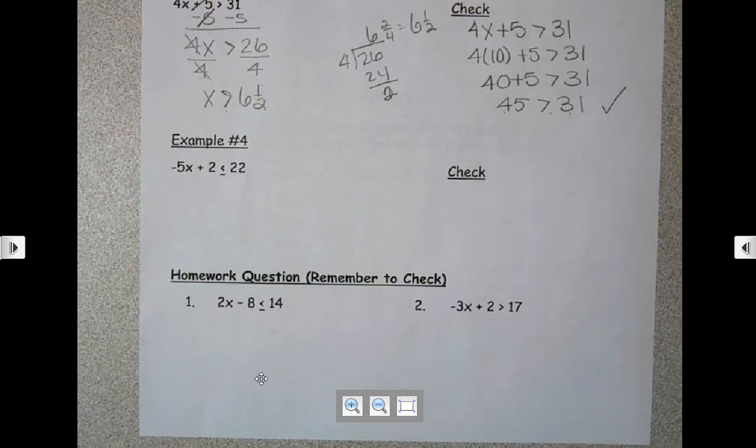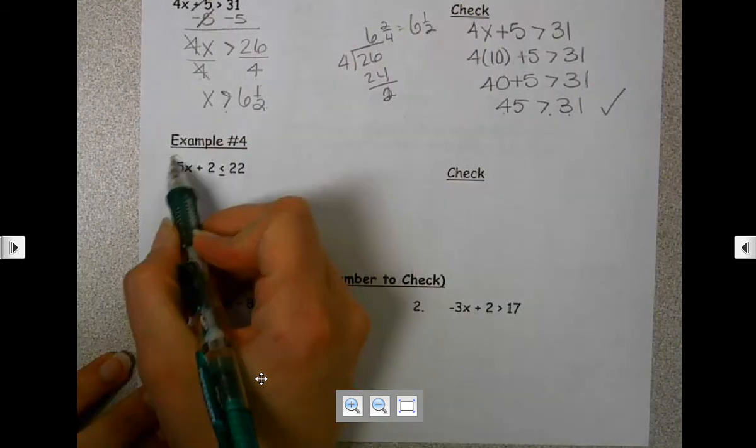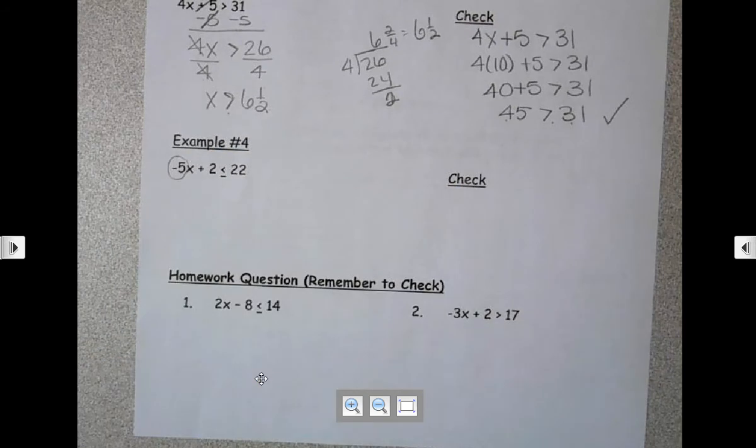Okay, moving on to the next example. Pause the video, take a moment and see what you can do. Keep in mind, we do have a -5 times x, so we are going to need to reverse. Go ahead, pause the video, come on back.